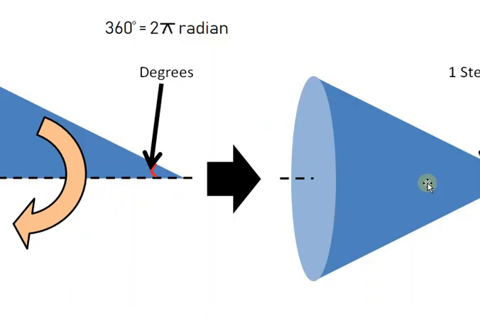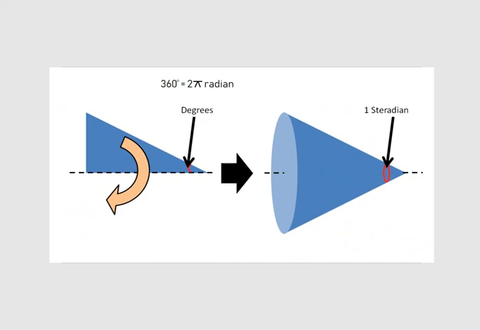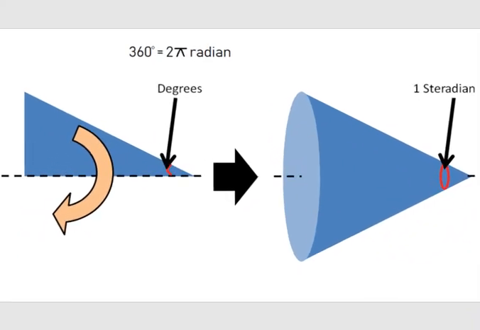In general, this is the example. Another example of a diagram, for better understanding of radian and steradian. In 2 dimensions, we have this triangle. This angle is in degrees, and always remember that 360 degrees is equal to 2 pi radian. If we rotate this in a circular way, it becomes a cone, and then this angle is said to be a steradian.